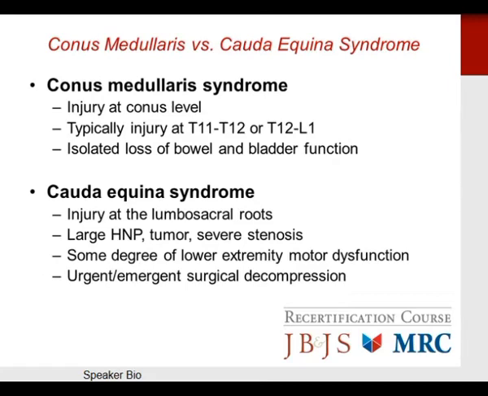This is in contradistinction from cauda equina syndrome, which happens below the conus, and it results from cauda equina compression. This is typically due to a large herniated disc or tumor or something that causes severe stenosis. In these cases, there's lower extremity dysfunction, as well as bowel and bladder dysfunction. These should be treated urgently or emergently with surgical decompression.